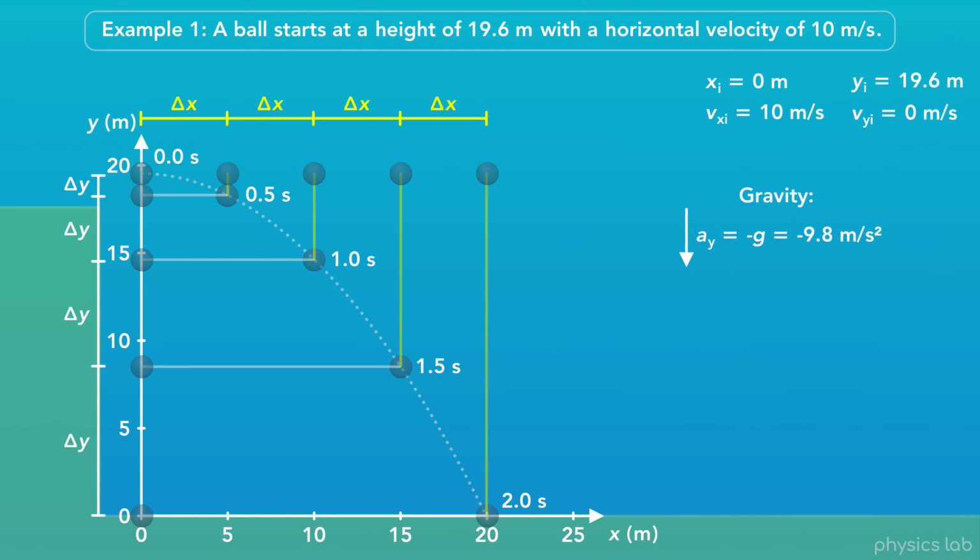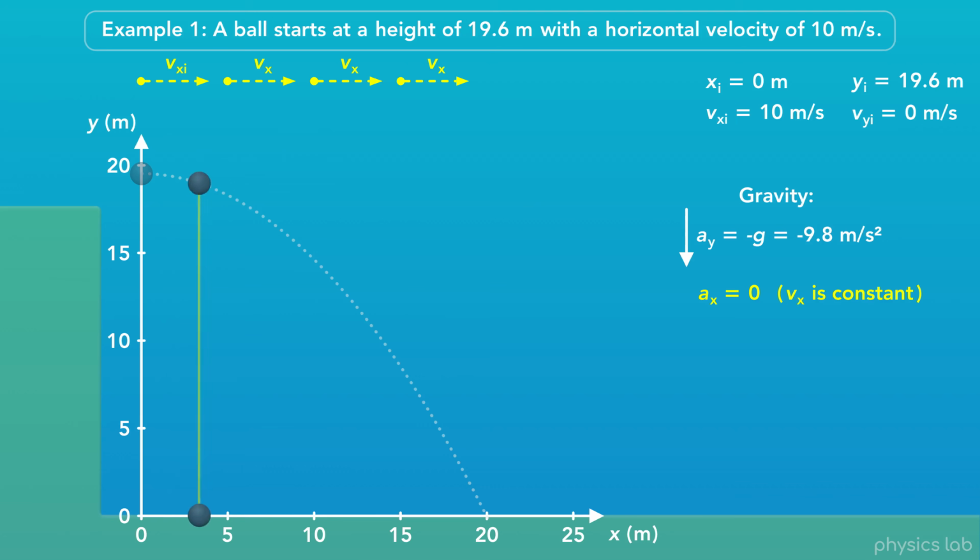So why is the horizontal motion different? Well, there's no gravity in the x direction, so there's no acceleration in the x direction. Gravity pulls the ball down, but it doesn't pull it to the right or left. If the x acceleration is 0, then the x velocity is constant. It doesn't change over time. So the ball moves the same distance in the x direction during each second.